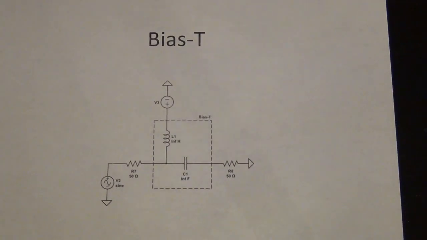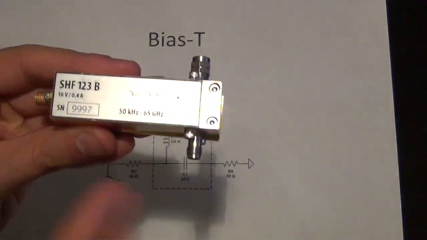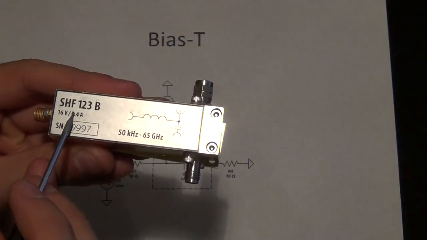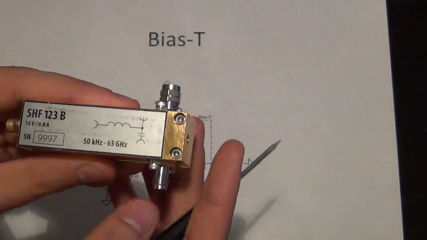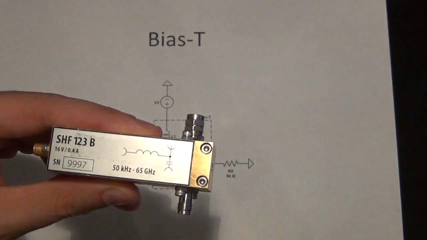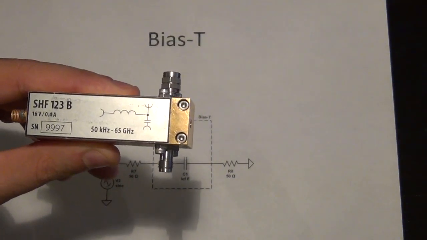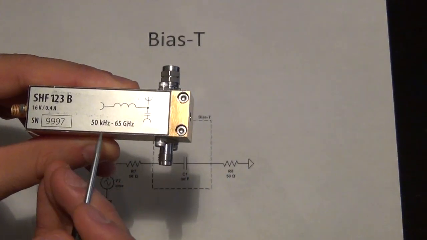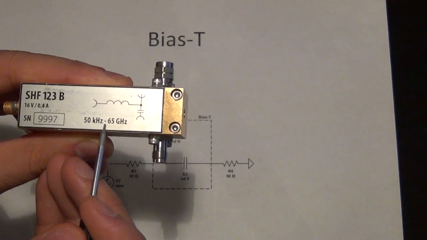So I have taken apart a really good bias T. This one is actually broken, so I've taken it apart. This is an SHF. SHF makes really good DC coupling caps and bias Ts and so on, all the way up to 110 gigahertz. So this one works from 50 kilohertz all the way up to 65 gigahertz. This is a huge frequency range.